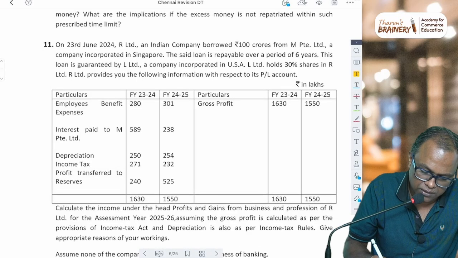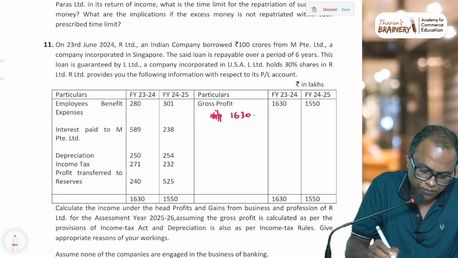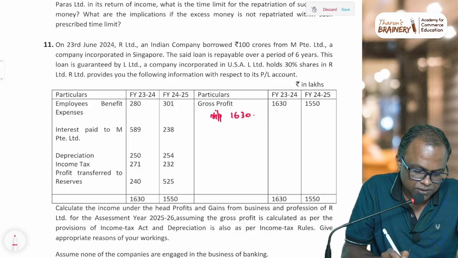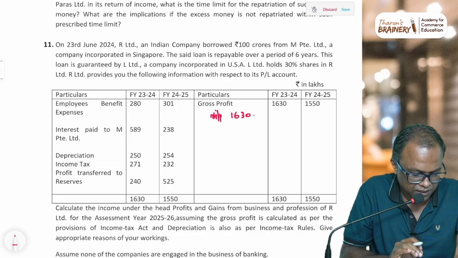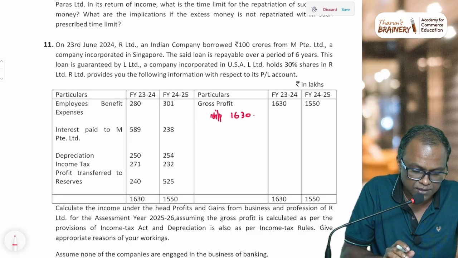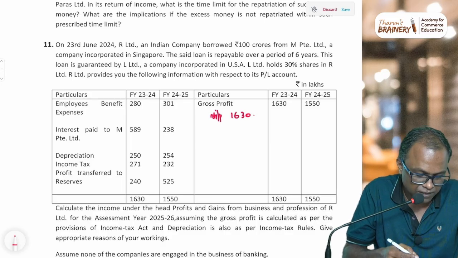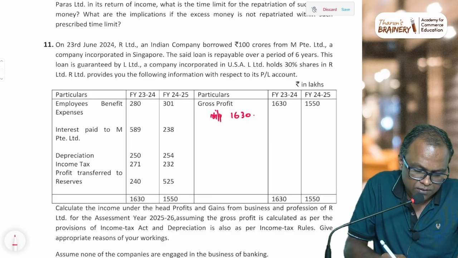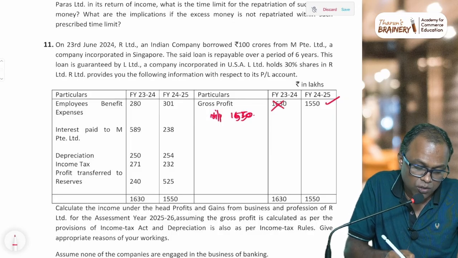So first you have to start from here, that is 1630, the net profit or GP computed as per the provisions of the income tax. After this 1630, they debited employee benefit expenses, interest paid to MPT, depreciation, income tax, and profit transfer to reserve. We need the EBITDA, that means earnings before interest, tax, depreciation, amortization. In this 1630, they haven't debited these things. If we take the net profit here, we have 1550, right? So this 1550 is the gross profit before debiting these.